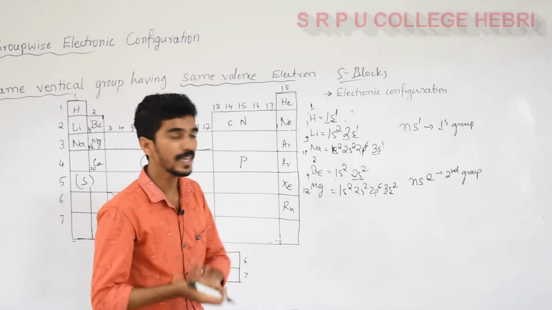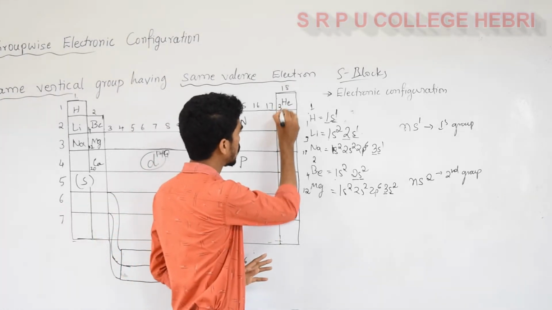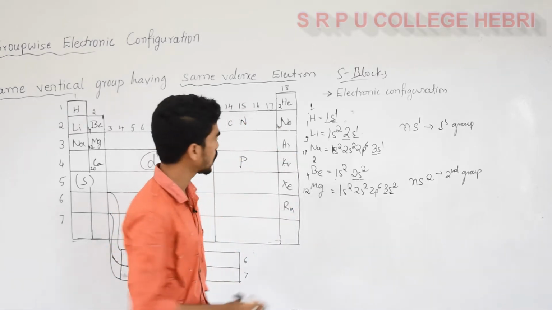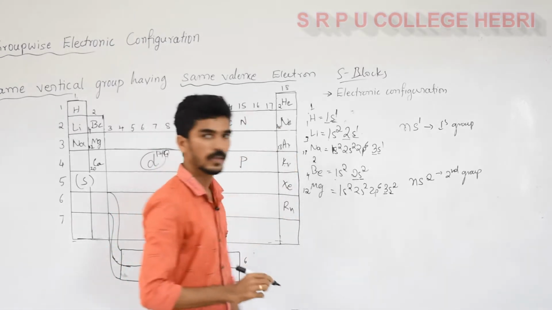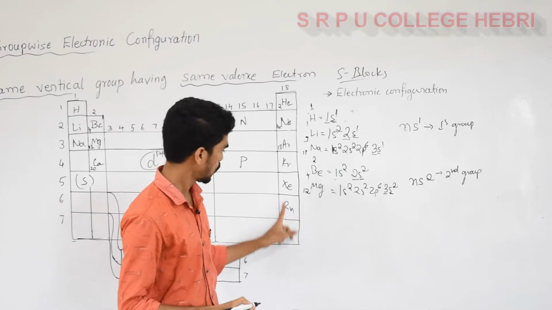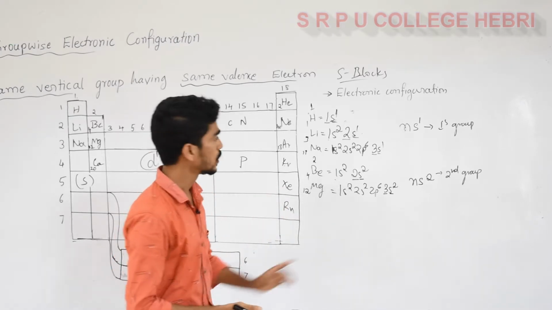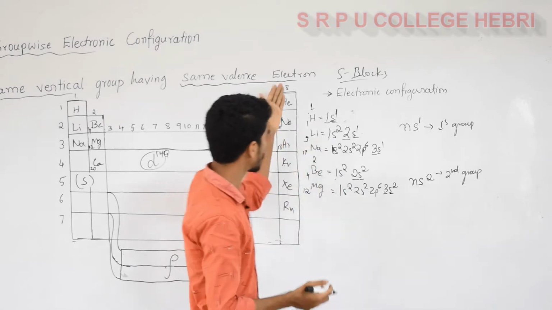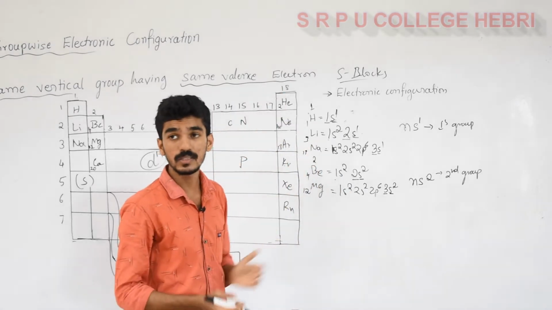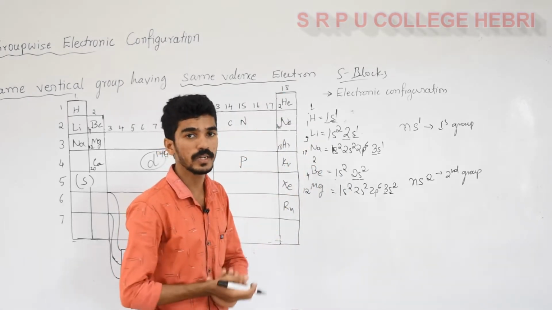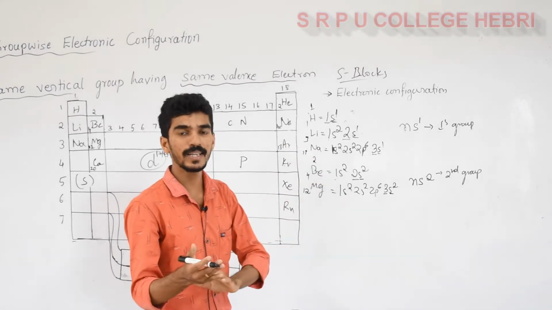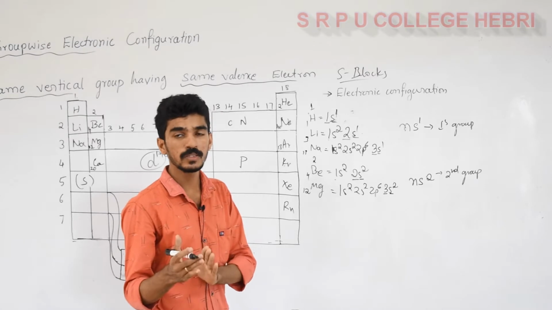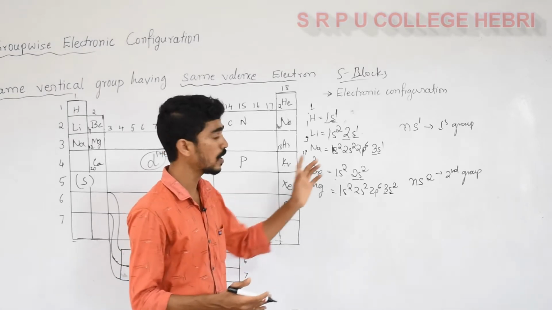What is the speciality of these elements? Here 2, 10, so here 18, 36, 54, 86 like that. So these are all the noble gases. These are called noble gases or inert gases. Why are they called noble gases or inert gases? Their valence shells are completely filled, or they should consist of 8 electrons in the valence shell.